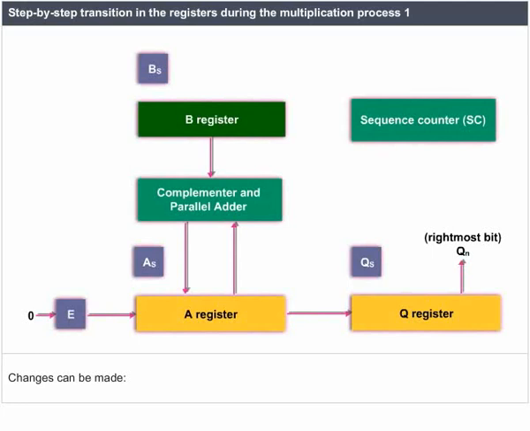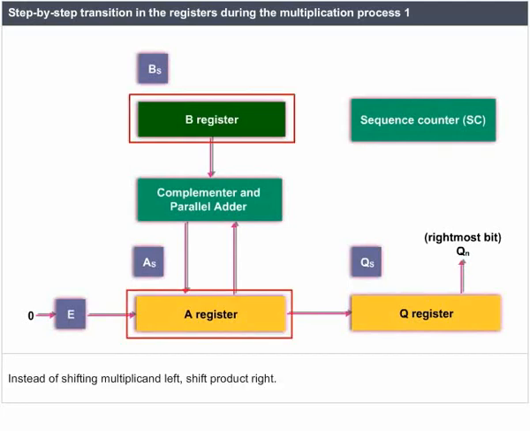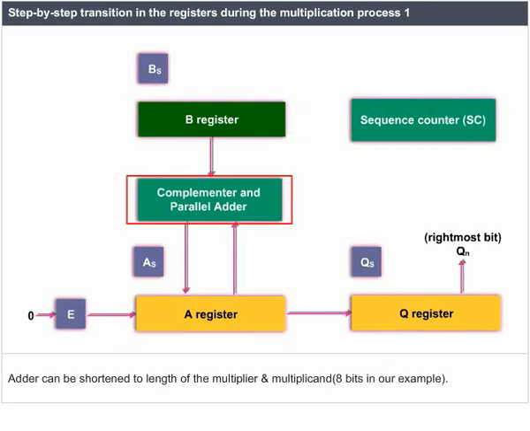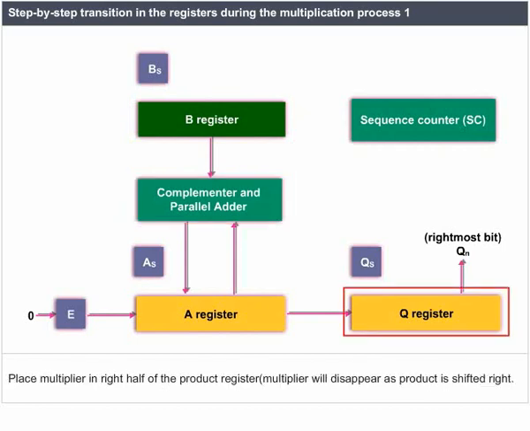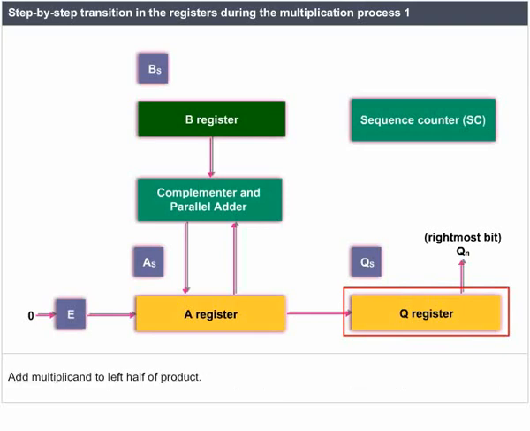Changes can be made. Instead of shifting the multiplicand left, shift the product right. The adder can be shortened to the length of the multiplier and multiplicand, 8 bits in our example. Place the multiplier in the right half of the product register. The multiplier will disappear as the product is shifted right. Add the multiplicand to the left half of the product.